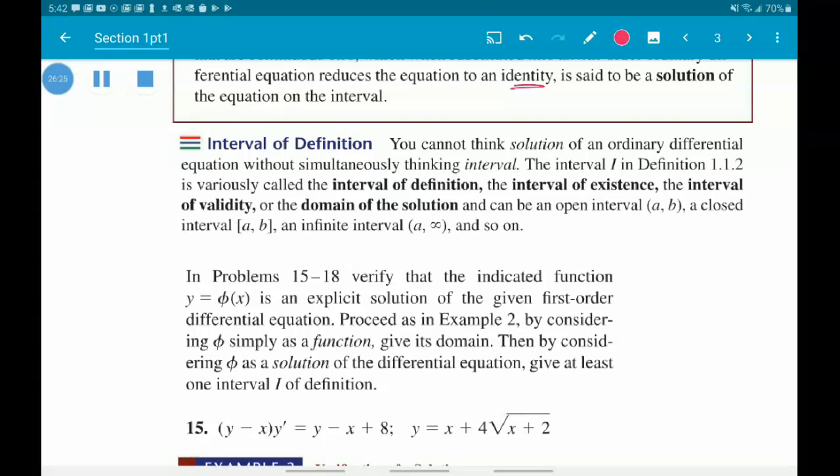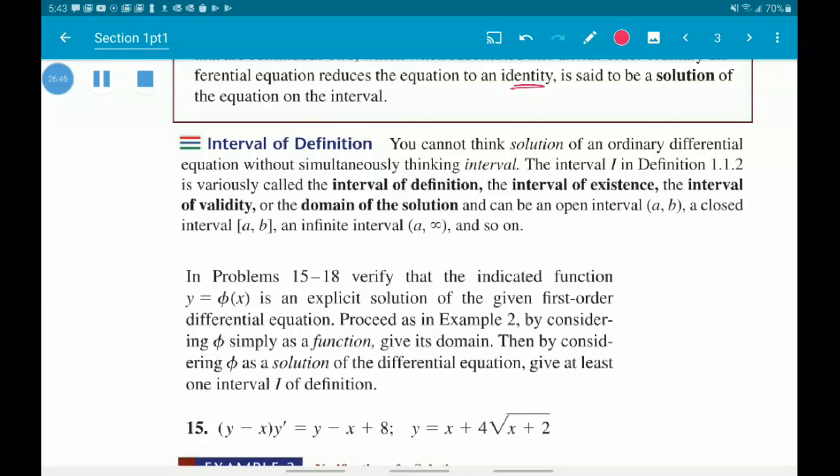So you have to think about not only is it a solution, but where is that solution valid? And sometimes it can be an open interval between 2 points, A and B. It could be a closed interval. It could be an infinite interval. Maybe it works from negative infinity to infinity. Just depends on really that original differential equation.